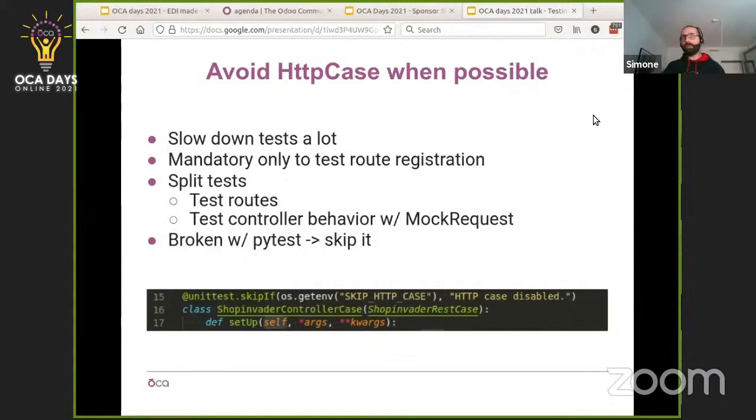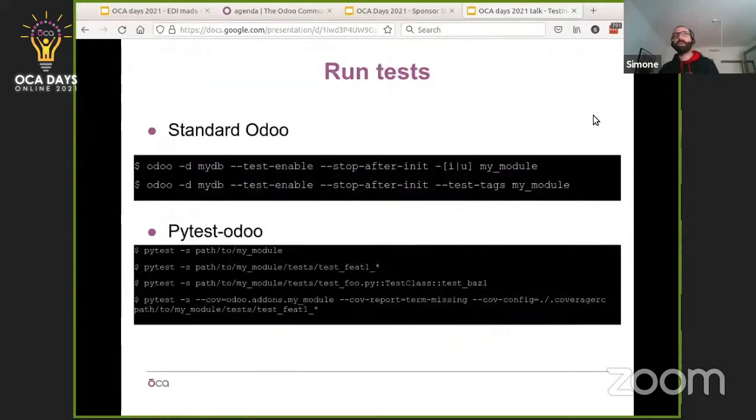HttpCase, avoid it when possible because it's slow, and unless you really need to test the routing, don't use it. Normally what I do, but this is just me, so you're free to do as you like. Normally I do one unit test for testing the controller method specifically, and I add an HTTP test case only for testing that the routing is working as I expect. And by the way, this doesn't work yet with PyTest.